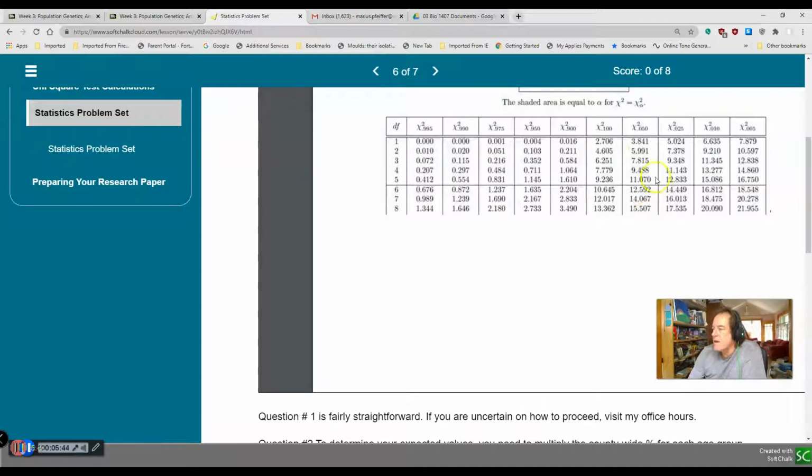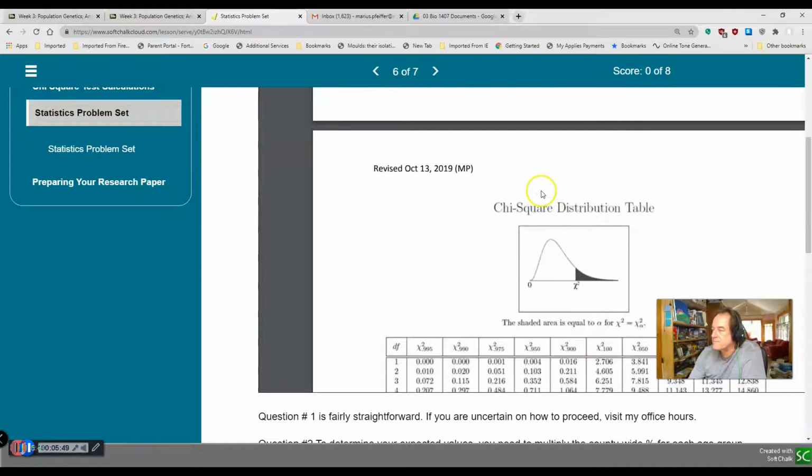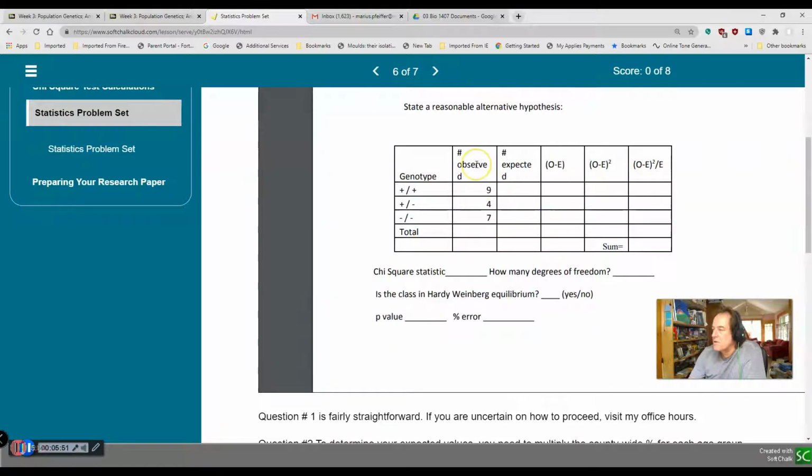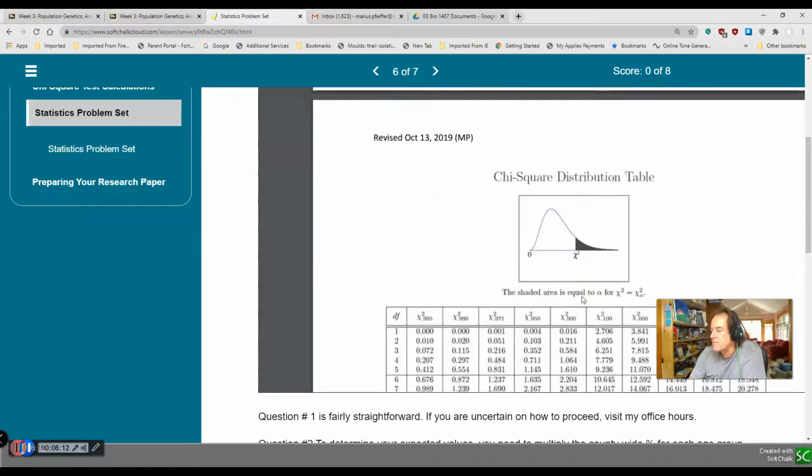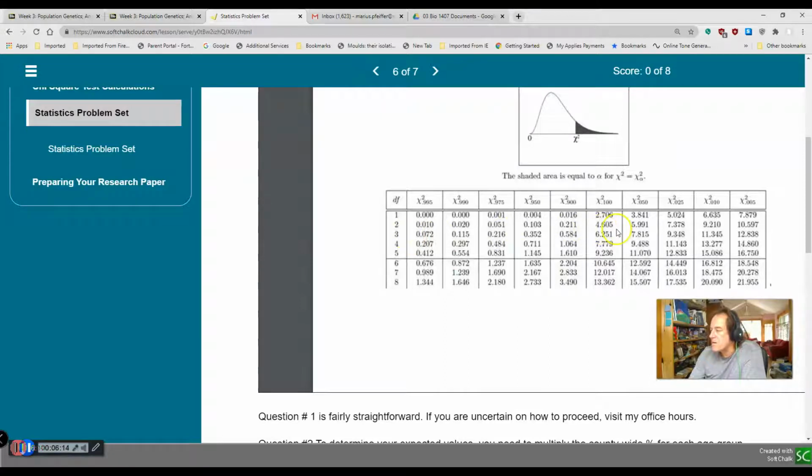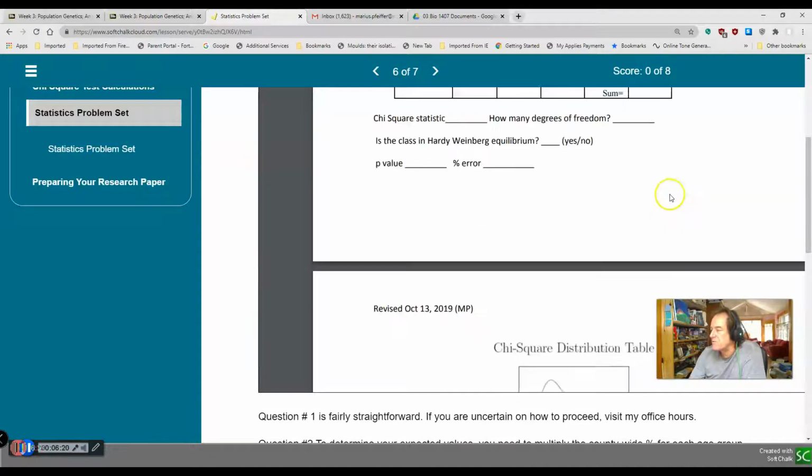All right. How do I know it's 3.8 and not 5.9? Well, that's the degrees of freedom over here. So if your problem has three possibilities, which is what we've got right here: homozygous for the ALU insertion, heterozygous, homozygous for no ALU insertion. The number we're going to be looking for, degrees of freedom, is the number of choices minus 1. So the number of choices is 3 minus 1 equals 2, and that gives 5.99. So that's the number you're going to look at in this particular case.